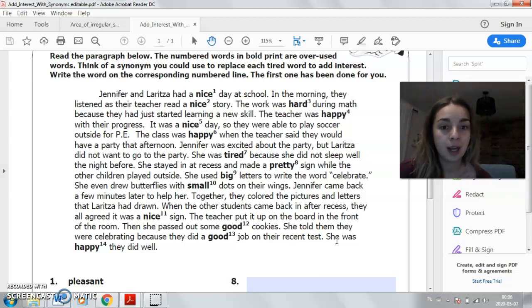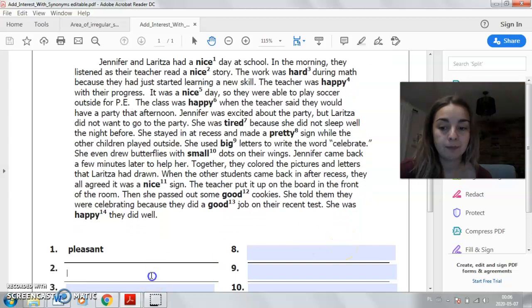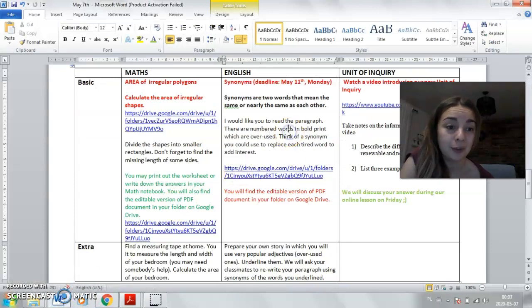The document that I uploaded on Google Drive is editable, so you can write the answers in the PDF. And what's more, I uploaded that document into your folders, okay? So if you want, just check your folder and you can write down the answers using PDF and your computer, or you can simply write down your answers in your English notebook or print the worksheet and then send me the photo of it. Okay, so 3 options, and the deadline to do that is Monday, so you don't need to hurry. I would like to receive that work by Monday.